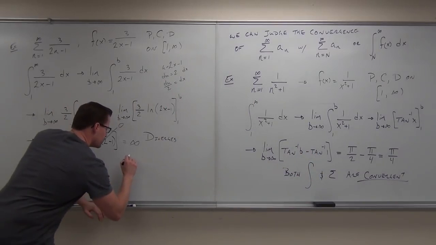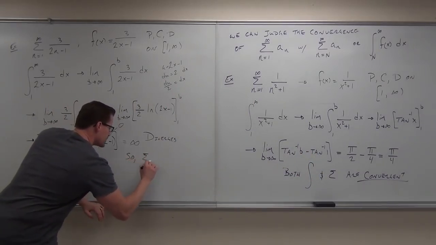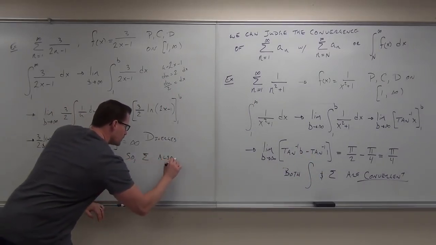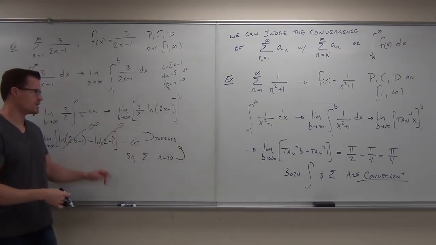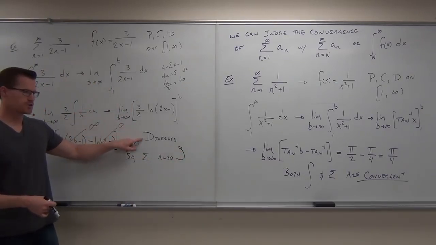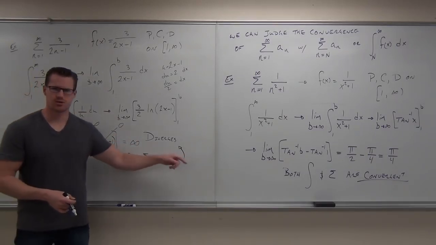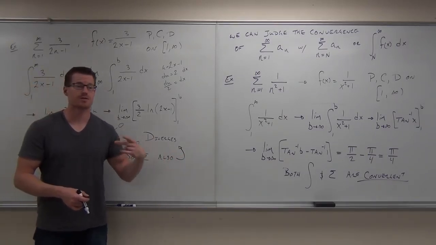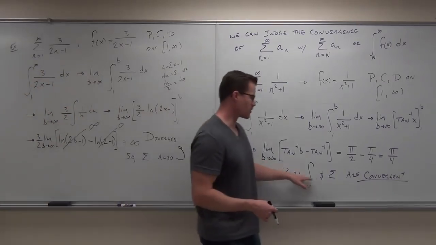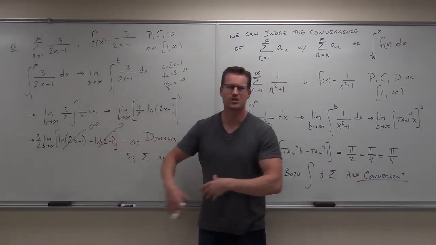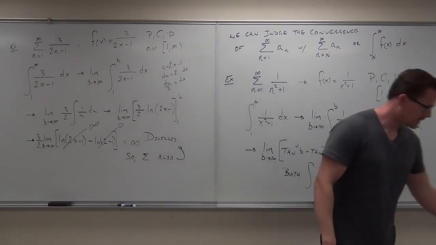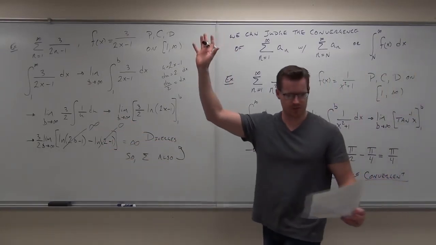Therefore, the series also diverges. And this is exactly the way you state it on your homework and your test. You say, the integral diverges, therefore the series also diverges. You don't just end it with diverges, you make a statement about the series. You say, they're both convergent or they're both divergent. Because this one diverges, the other one diverges. Make some sort of a statement like that. Show of hands, feel okay with this one?